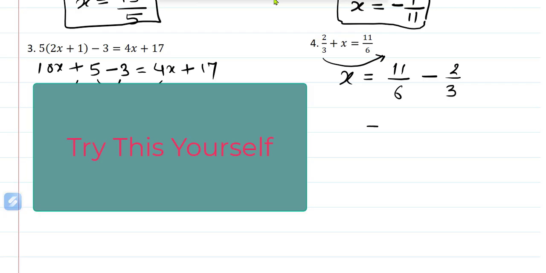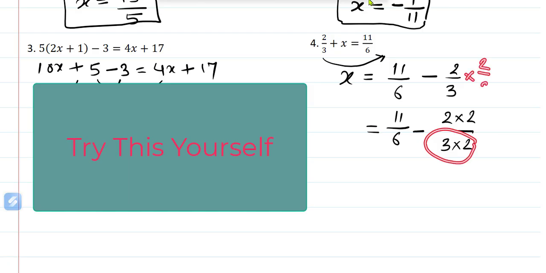Now to solve this, we try to change both denominators to the same number. So here is 6. I will try to change this 3 to 6 by multiplying by 2. That simply means now we can say 11 divided by 6 minus. So we multiply numerator and denominator by 2. It is because here we have 6. I will try to get the same denominator here. That's why we are multiplying up and down, numerator and denominator, by 2.